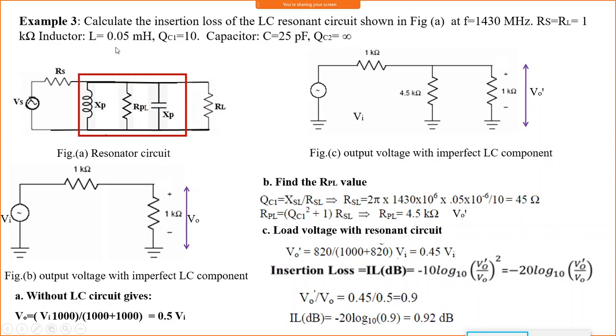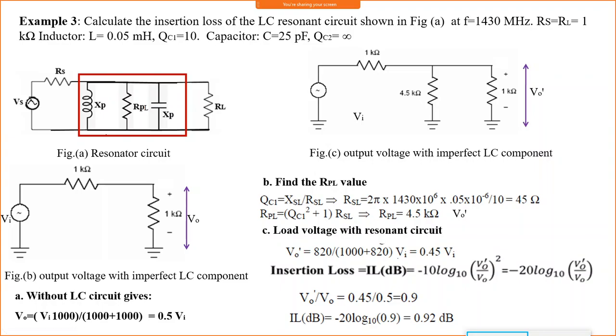So we should get a value of this. You have to write an equivalent circuit of this. I have written here the inductor in its equivalent circuit: take the value of QC, get the value of RS, and from that RS you can get the value of RPL. So I have replaced the inductor by its equivalent circuit, XP in parallel with RPL. But the capacitor is taken as only XP. There is no resistance here because its quality factor is equal to infinity. So now we have to find the value. RS is given as 1K and RL is given as 1K.